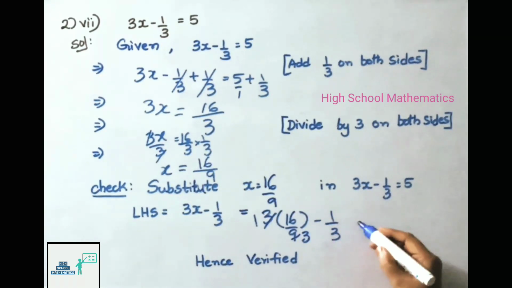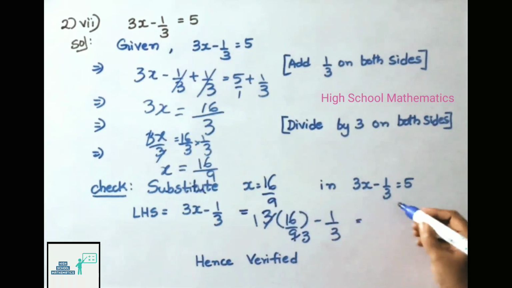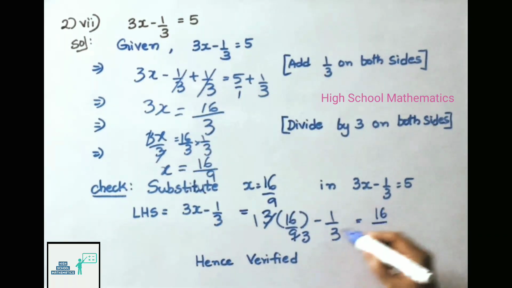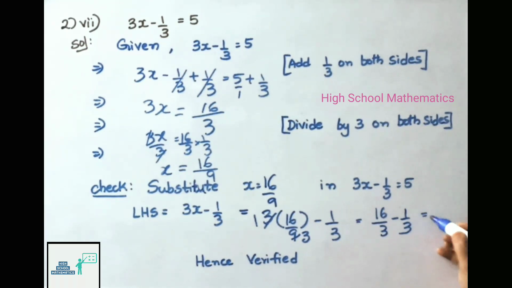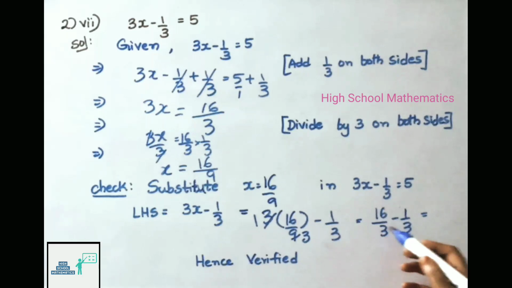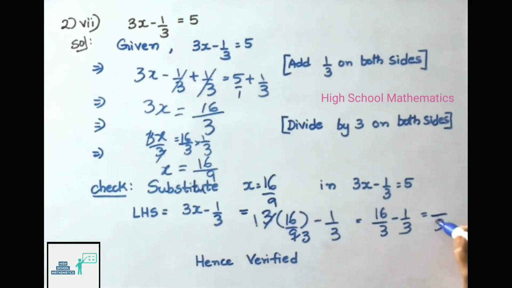3 3s are 9. That equals 1 into 16, 16 by 3 minus 1 by 3. Here the denominator is the same, so write down by 3. Subtract numerators, 16 minus 1, that is 15. 3 ones are 3, 3 5s are 15. That equals 5, which is equal to RHS. Therefore, LHS value is equal to RHS, hence it is verified.